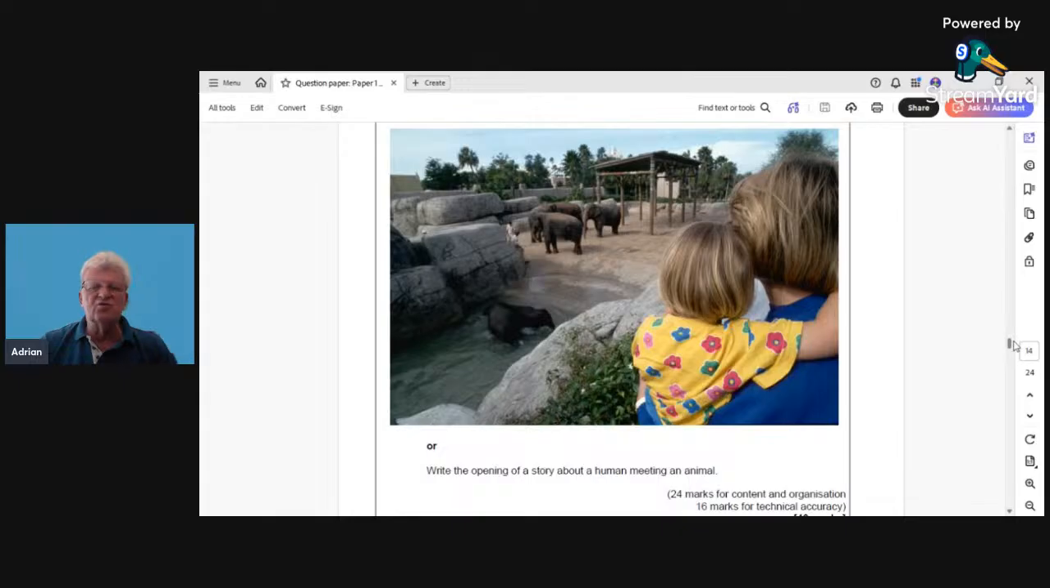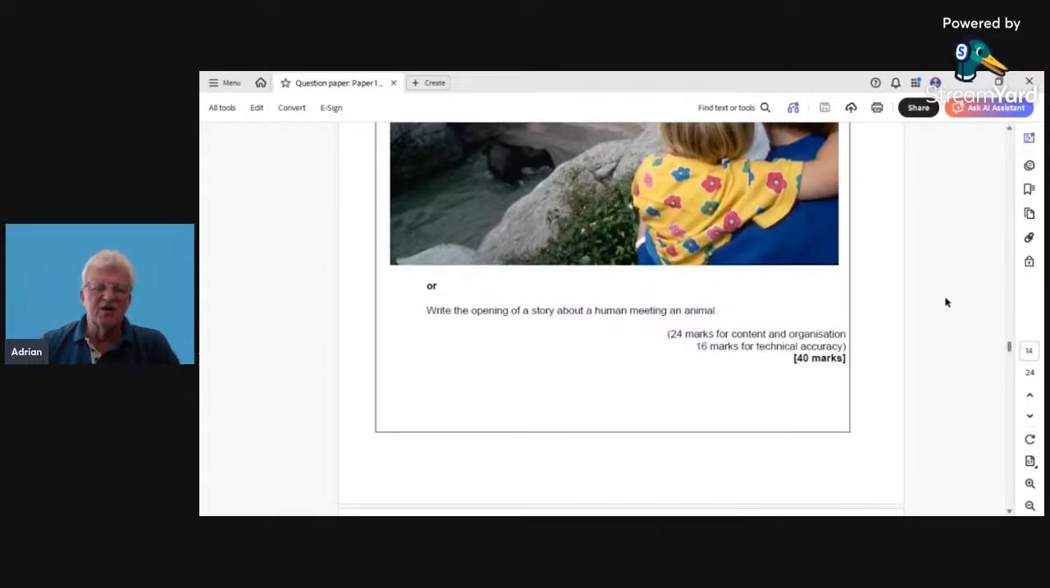If you go for that, you're a bit more limited because you're describing, you're not telling a story. And then here it says, write the opening of a story about a human meeting an animal. Now, when you get to question 5, this is you showcasing everything you've learned about how a writer creates a story in questions 1, 2, 3, and 4. And you've analysed that. Now, when you come to question 5, you are the writer.